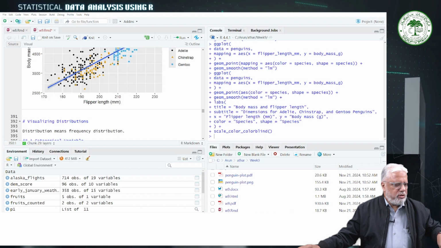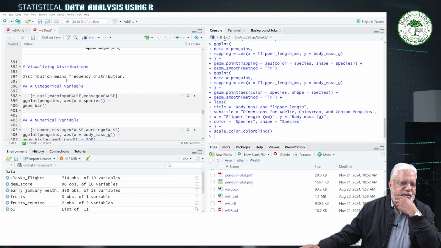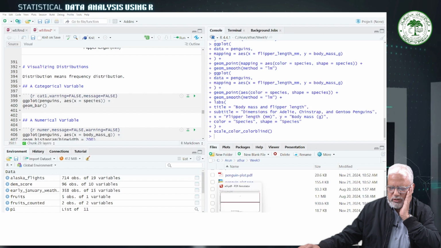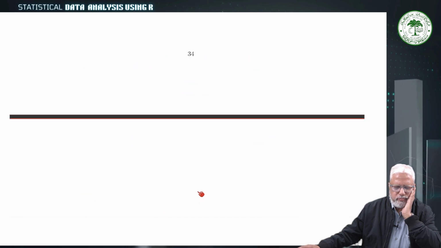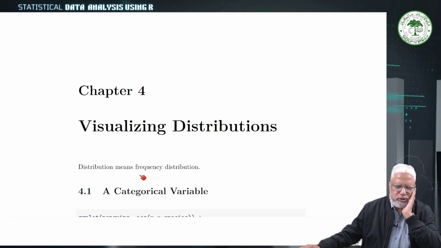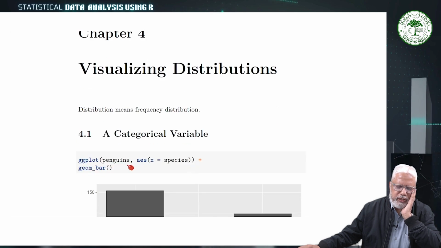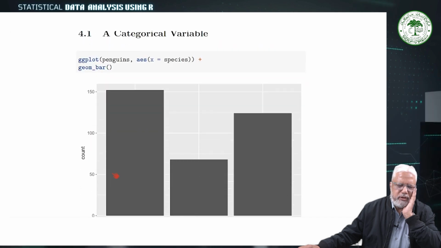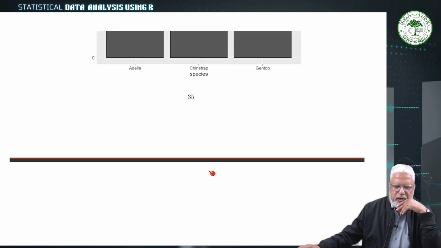Now, we shall talk about visualization of distributions. Distribution means frequency distribution. It is better to read it from here. A categorical variable: ggplot penguins, aes x is equal to species, plus geom bar. See, geom bar, because we have given only one vector, that is species. So, this is the bar plot.